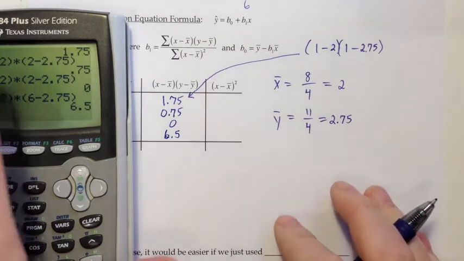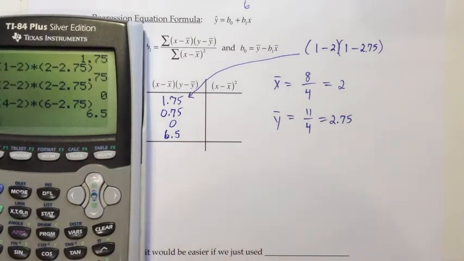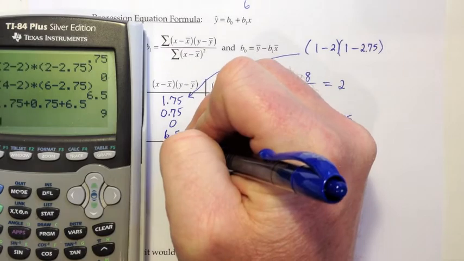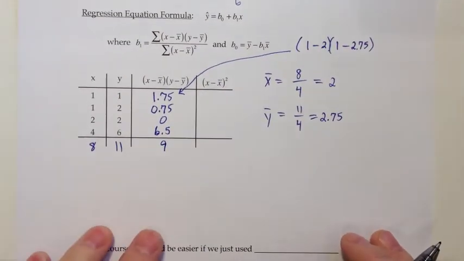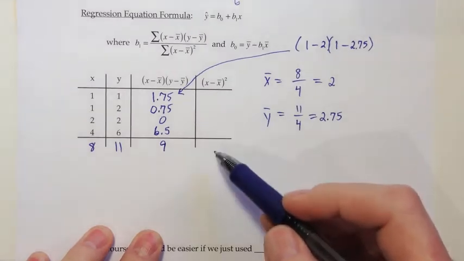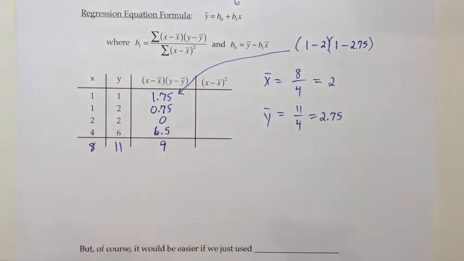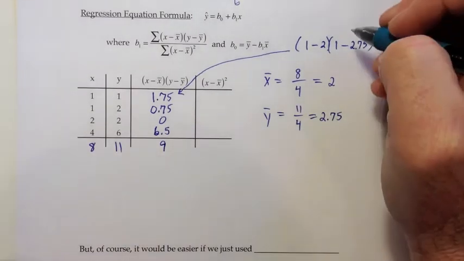And what we want there is the total. That'll be our numerator, so 1.75 plus 0.75 plus 6.5, so that's 9. So that's going to be the numerator on our slope. And then next we'd want to move through and do the squared deviations for all the x values. And I'll go ahead and write one of those down as well.